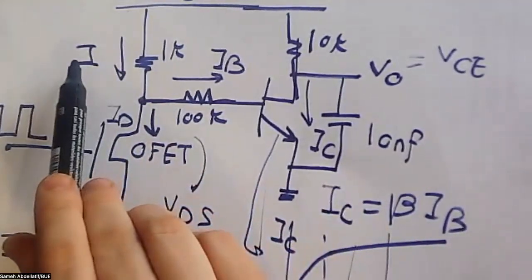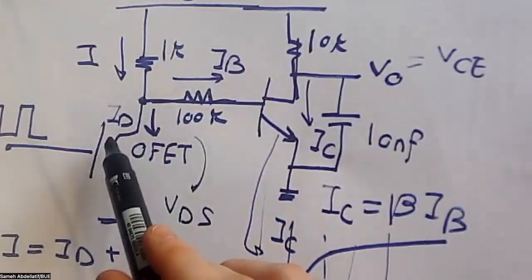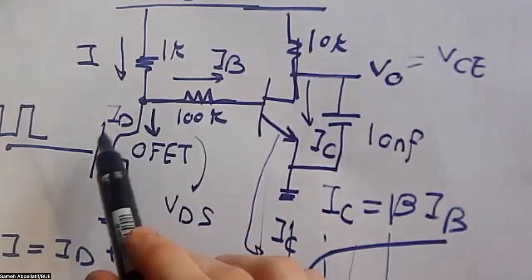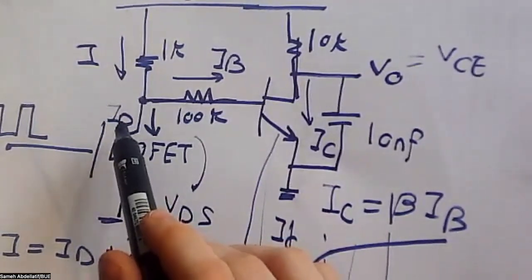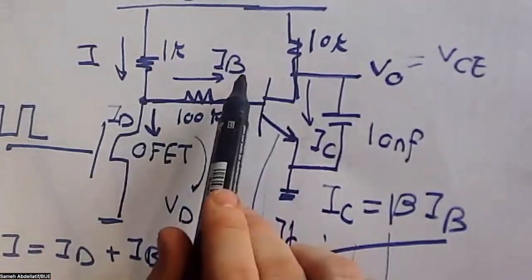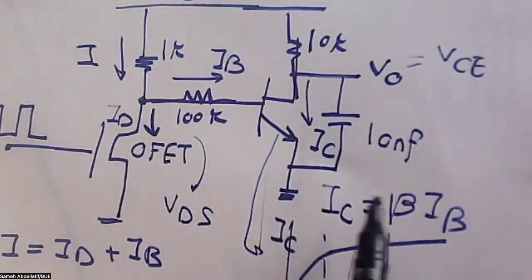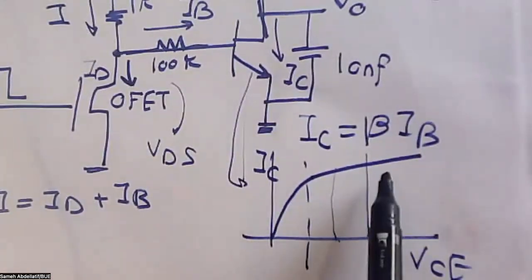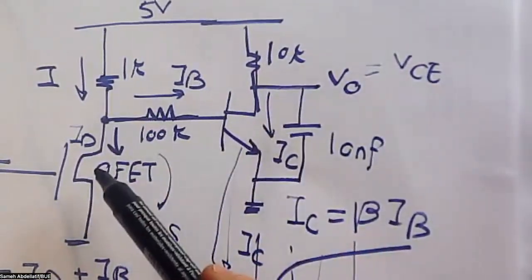Keeping I capital constant, when ID changes, IB will change in reverse. So the higher the ID, the lower the IB, or vice versa, because actually in our case, if you remember the graph, the higher the lactate concentration, the lower the ID. So when ID goes down, that means that IB will go up. When IB goes up, this means that simply IC will increase accordingly, because IC equals beta IB. And when IC changes, that simply means that VCE will change accordingly. So you can have a voltage here corresponding to the variation in the current.